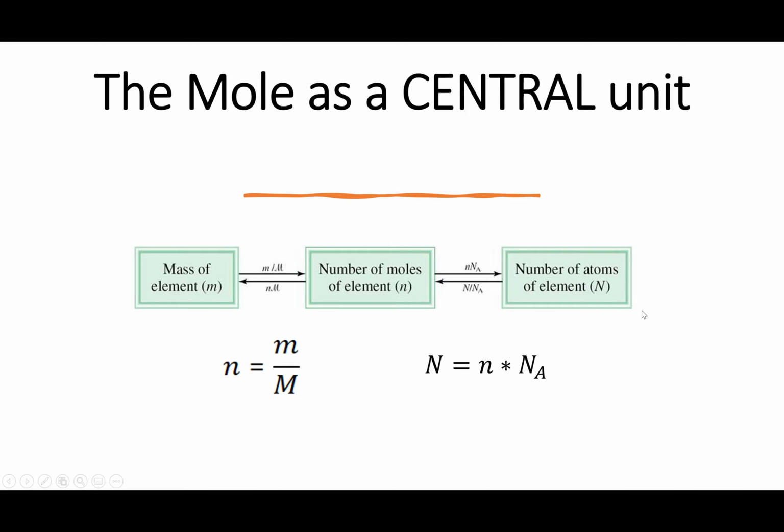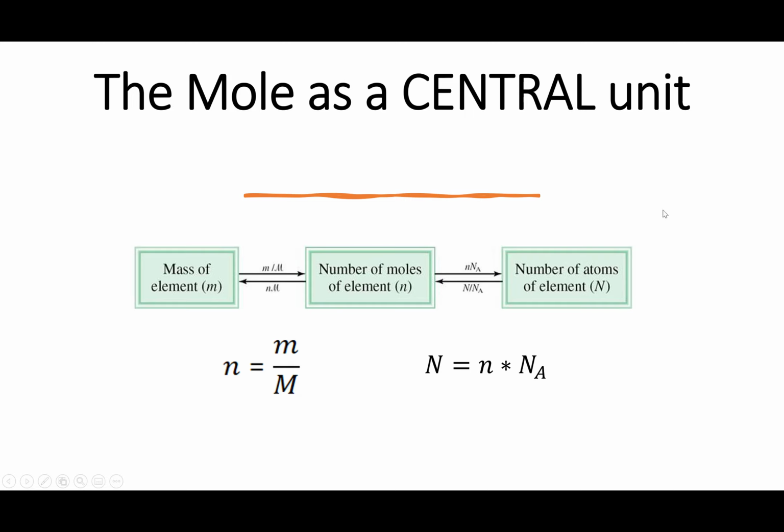And you might be thinking, oh, I'll just make a third formula and relate the number of particles directly to mass. We don't typically do that in chemistry because the mole is so central to what we're doing that we don't ever want to use a formula where we lose sight of the mole as this central unit. So if you want to go from mass to number of particles, you're actually going to go via the mole. You'll find the mole first and then find the atoms. And the same going the other direction.